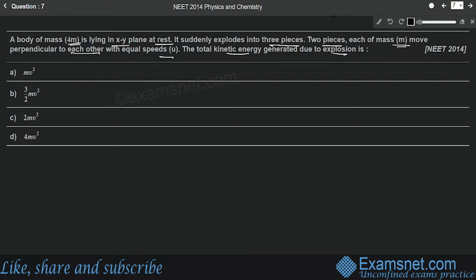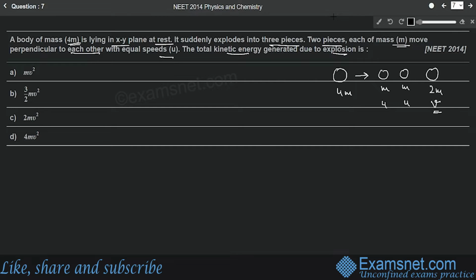Okay, so we have a body of mass 4m. It explodes into 3 pieces. So the 2 pieces are of the same mass, that is m, and the third piece will have the mass 4m minus 2m, that is 2m. Now the first 2 pieces have equal speeds u, and we don't know what is the speed of the third piece, so let's say it is v.